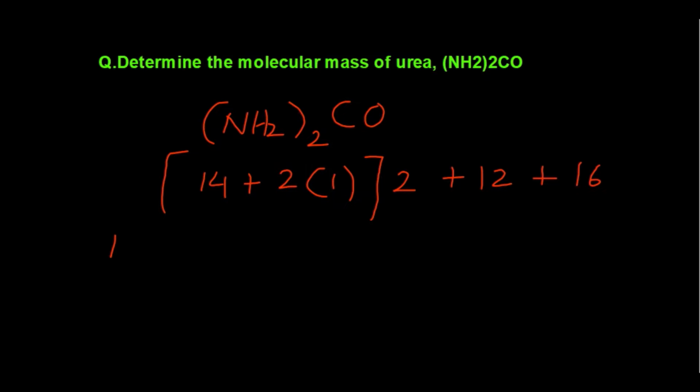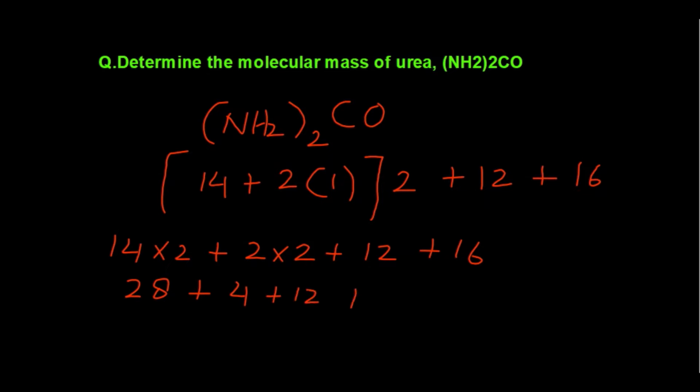Now we will simplify this. We will write 14 multiplied by 2 plus 2 multiplied by 2 plus 12 plus 16. 14 multiplied by 2 is equal to 28 plus 2 multiplied by 2 is equal to 4 plus 12 plus 16. If we add all the quantities, we get the answer 60 atomic mass unit.